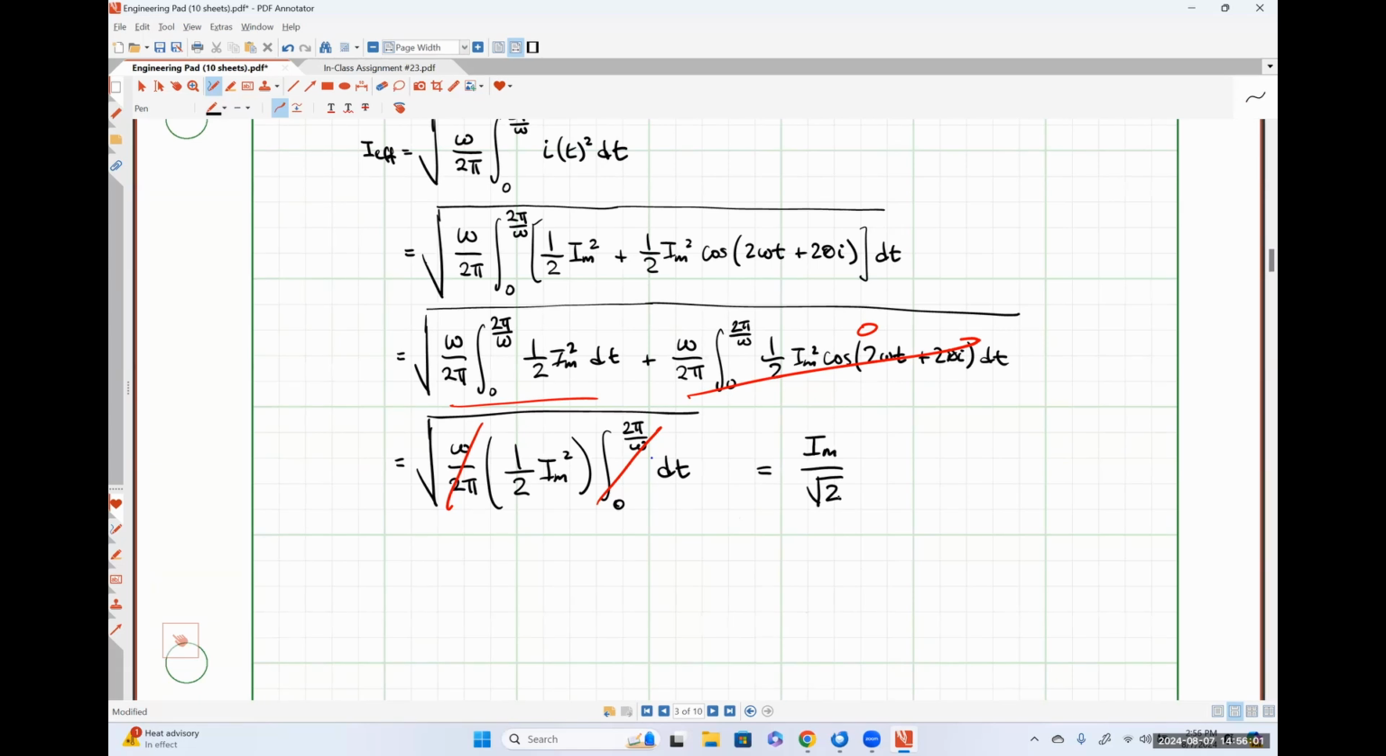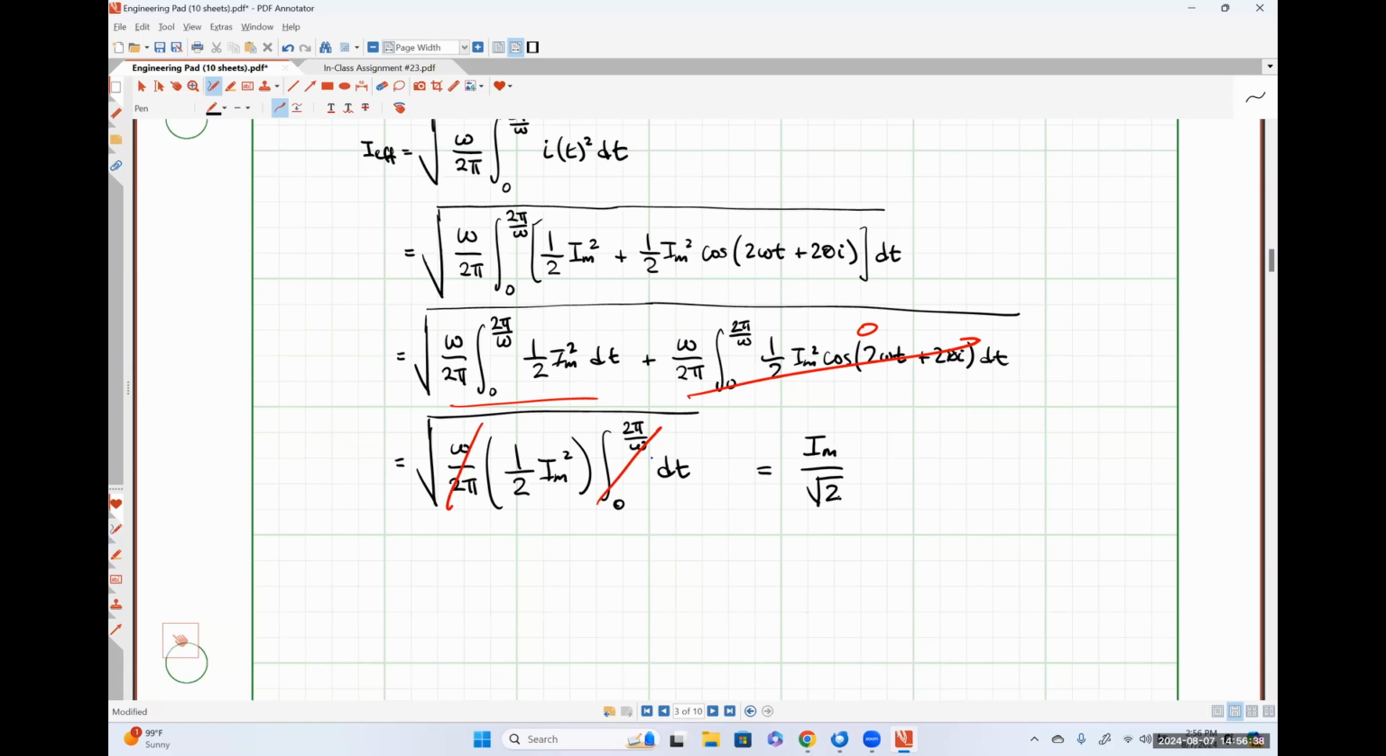Our effective value here is independent of frequency, meaning the value of omega literally does not matter at all. If our signal is oscillating at 1 hertz or 1 megahertz, the effective value is just the magnitude of the signal divided by the square root of 2. This result is also independent of phase angle, right? There's no relationship with theta inside of this thing at all.